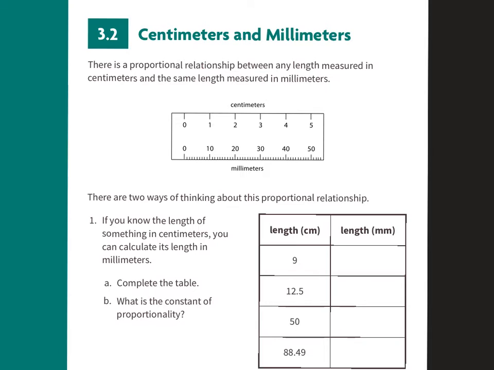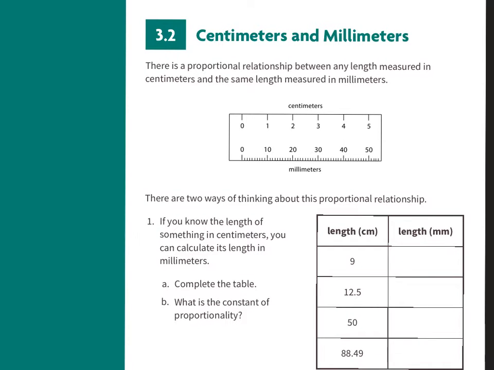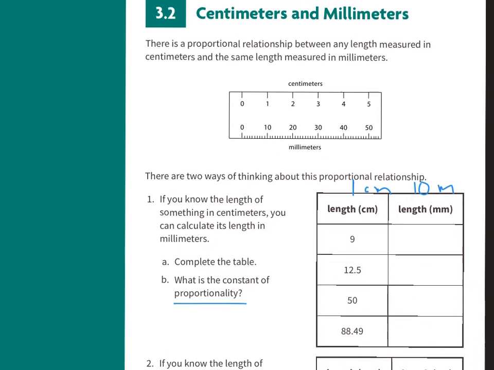If you know the length of something in centimeters, you can calculate its length in millimeters. Complete the table. What's the constant proportionality? So I'm going to start with B. What's the constant proportionality? Whoops, one thing here. Let's turn on the old pen. What's the constant proportionality? So I know that 1 centimeter is 10 millimeters. Okay? Let me move this up a little.